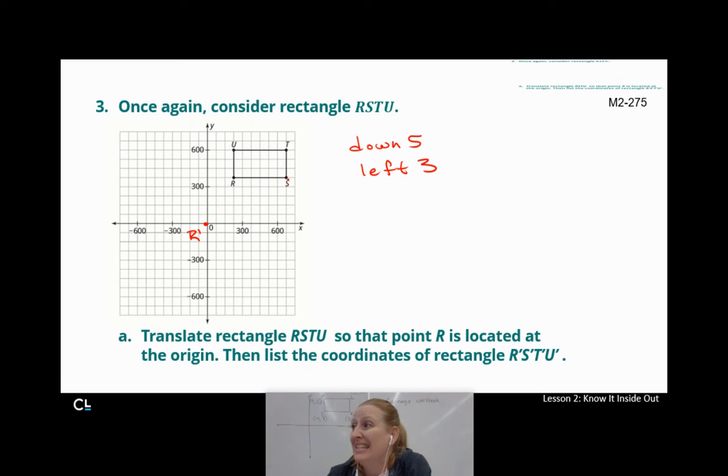I have to move S down 5 and left 3. So 1, 2, 3, 4, 5, 1, 2, 3. There's S prime. I need to do it to T, down 5, 1, 2, 3, 4, 5, left 3, 1, 2, 3. So there's T prime. And I have to move U, 1, 2, 3, 4, 5, and then left 3, 1, 2, 3, and there we go. There is U prime. And now I can connect them. Oh, my rectangles are beautiful.